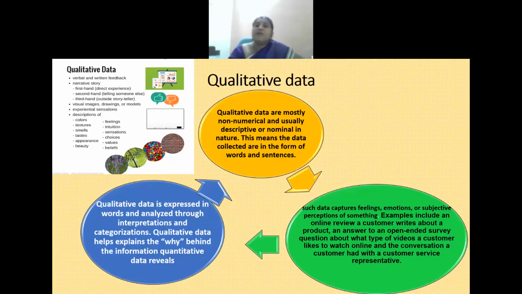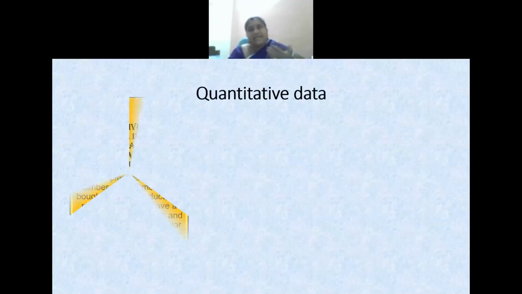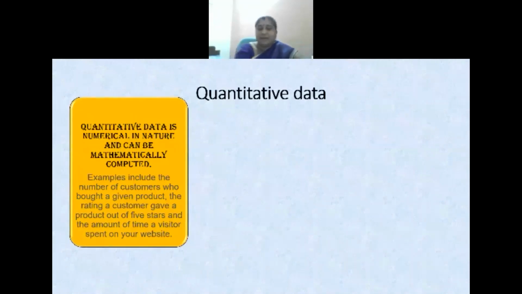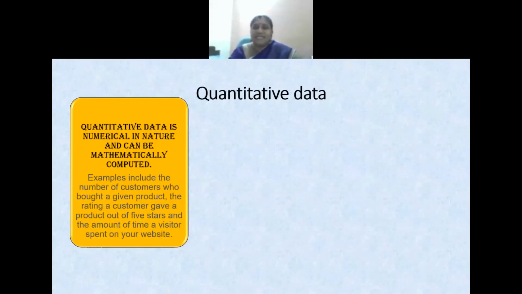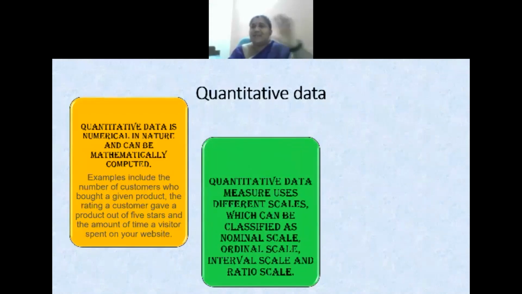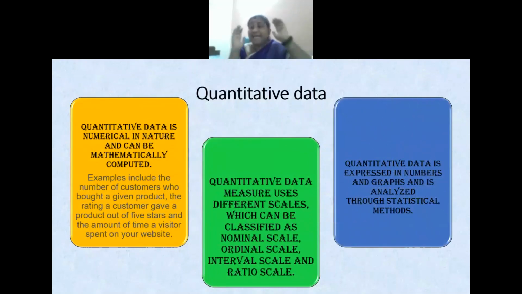And quantitative data is numerical. It can be mathematically computed. Everybody knows that: number of customers who will buy a product, 5-star rating, amount a visitor spends in the library. All these are quantitative data, and it will be used in various scales, nominal scale, ordinal scale. You have to categorize. Actually, we need not worry about quantitative data now. Collecting is important. If you have collected properly, computation and analysis are handled by packages now. The computer itself is doing everything, or we have to get the assistance of a statistical person.